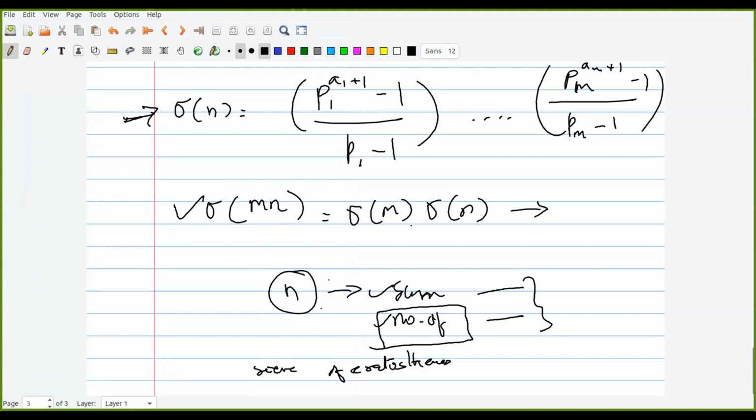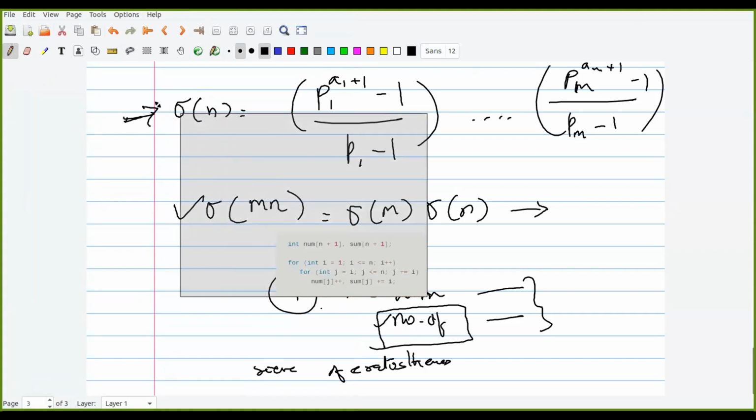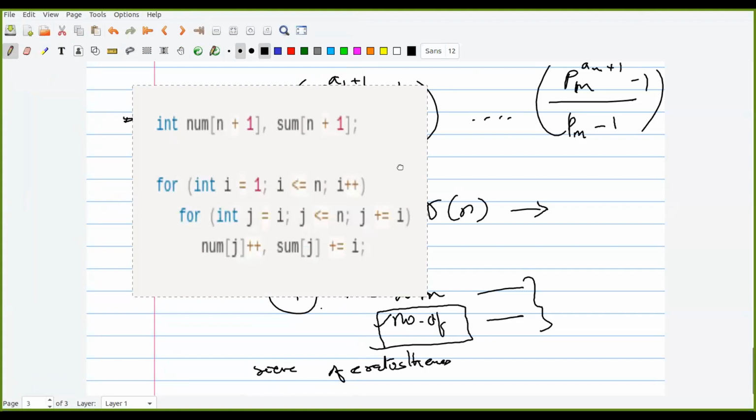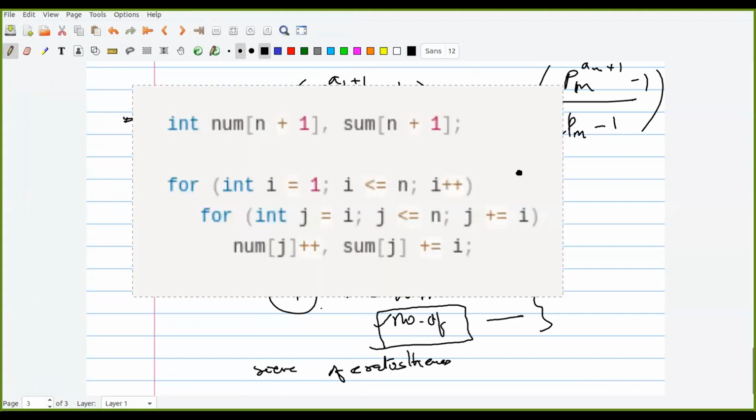So basically what we can do is we can use an algorithm of the form this. We are using the same idea of the sieve again. What we are doing is that we are taking num and sum arrays. Both are computationally equivalent because the time complexity is similar. You don't need to consider the other.